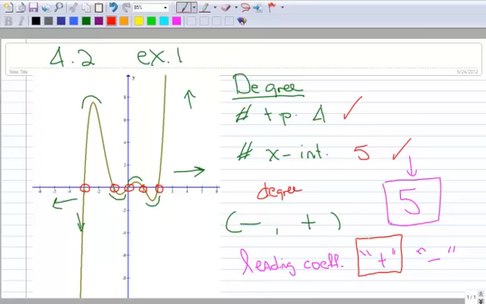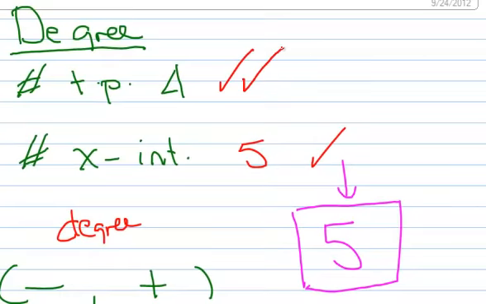So there's an example. I've given a graph. We look at the turning points, we look at the x-intercepts, we look at the end behavior, and we draw a conclusion as to what degree it is. So there's one type of example. Let's do another type.